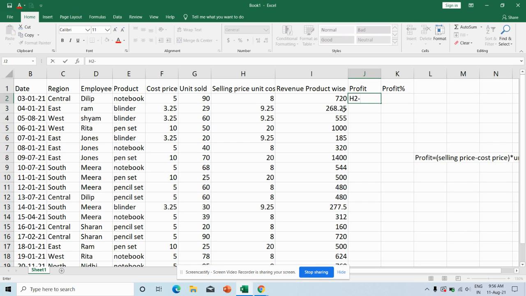this selling price is H2 minus cost price, that is F2, and we know that first we have to put the equal sign, then multiply with the units sold, that is G2. And press enter, we'll get a formula, and with the same formula we can find all other values.